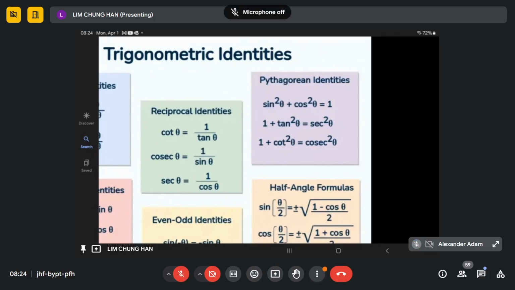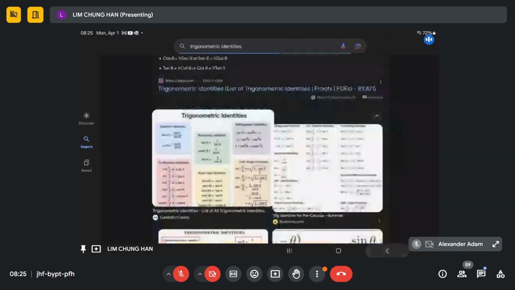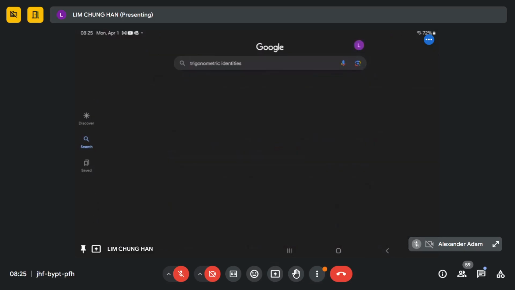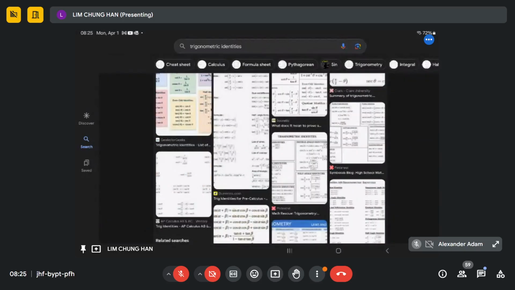So you need to know how to use this. In test and exam, this table will be provided to you, so you don't have to memorize. The table will be provided, but it's not this table, it's another table. I cannot find the exact table that I'm going to give you in test and exam.